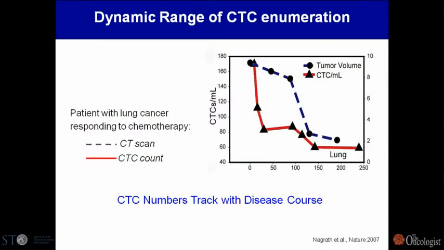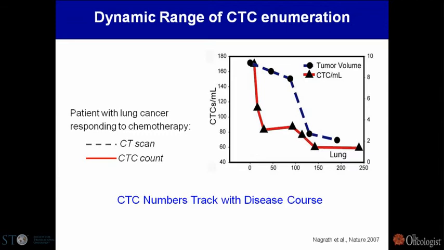This was probably the most interesting result of this first generation chip, which is that the dynamic range was elevated. So we were able to capture CTCs from a number of different patients with different epithelial cancers with a very high frequency. But even more importantly, as you can see in this particular patient with lung cancer, the number of CTCs per mil in this case was quite high, 170 CTCs per mil. On average, we're closer to 20 to 50, but you're not at 1.